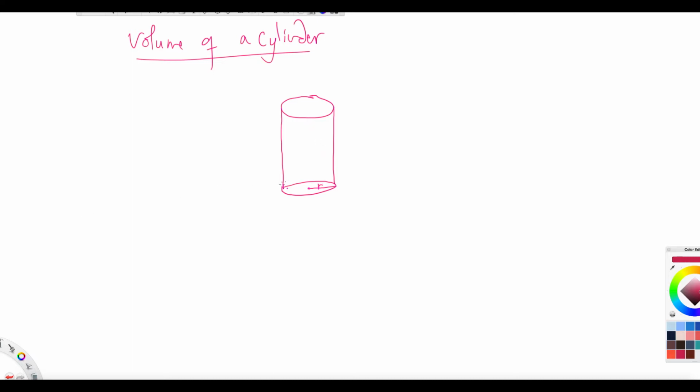What is the base area? The base area is the circle. The area of the circle is pi r square. Pi r square times the height, let's say this is h. So pi r square h is the volume of the cylinder.